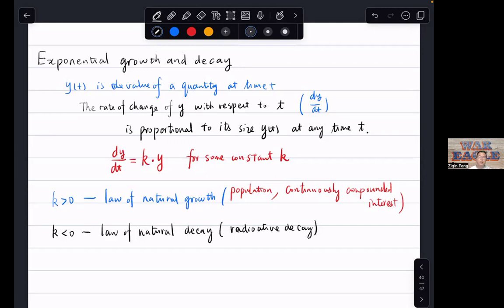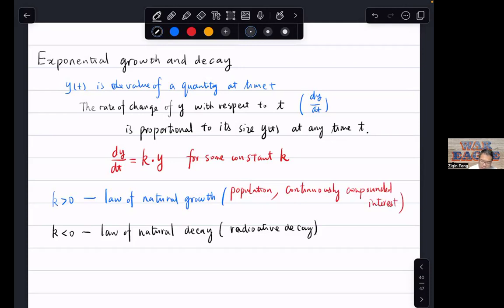Now our natural question here is which function satisfies this equation. Which function has a derivative that is itself times a constant? By our discussion of the derivative of elementary functions, we know that one function satisfies this equation, which is the exponential function, with k, the constant, times t in the exponent position.